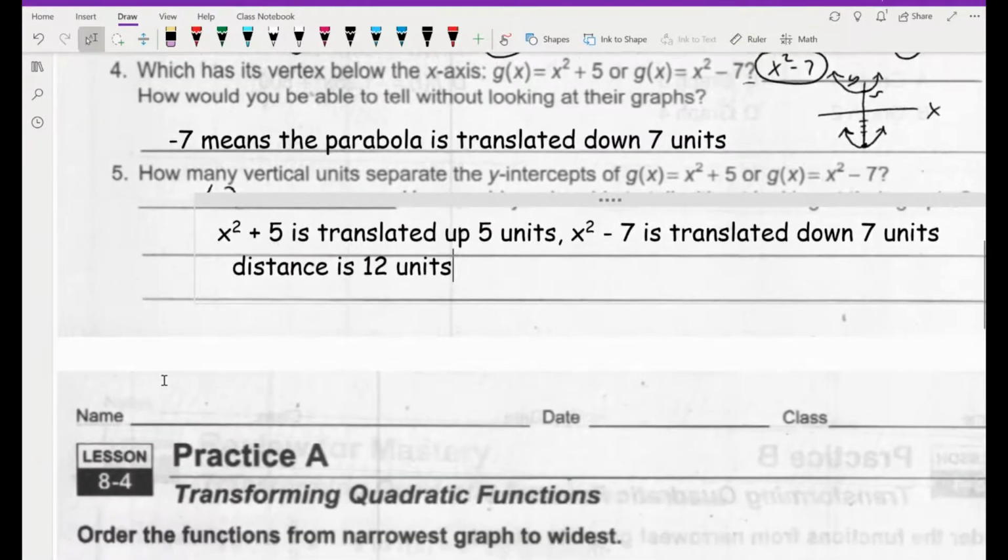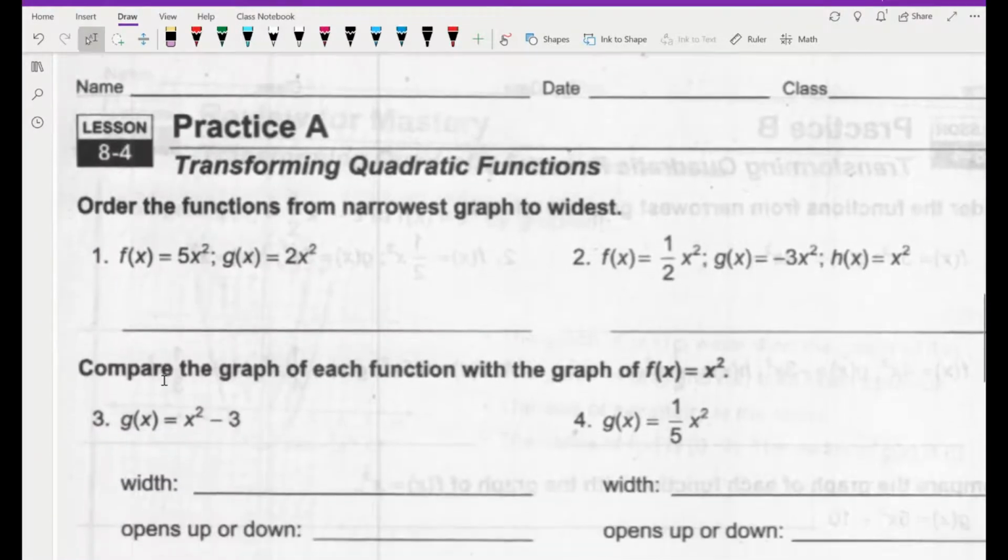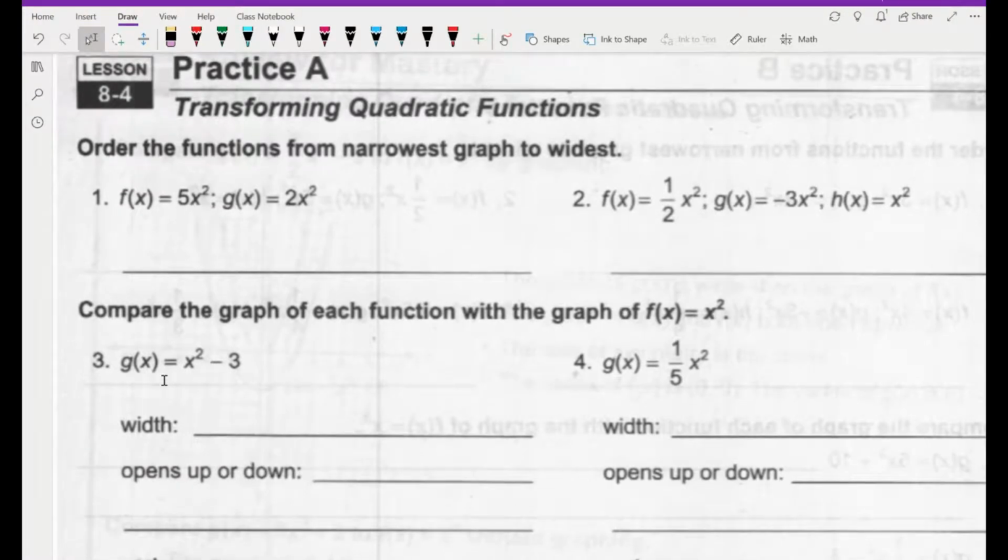Now let's look at section 8 for practice A worksheet. Number 1, order the functions from narrowest to widest. Well, the most narrow function will have the bigger number. In this case, it's f of x because it's 5x squared compared to a 2. 5 is bigger, so that would be more narrow. So from narrow to wide, it would be f of x, then g of x. Or we could write it as 5x squared and then 2x squared.